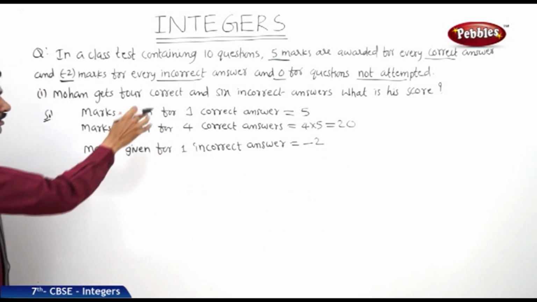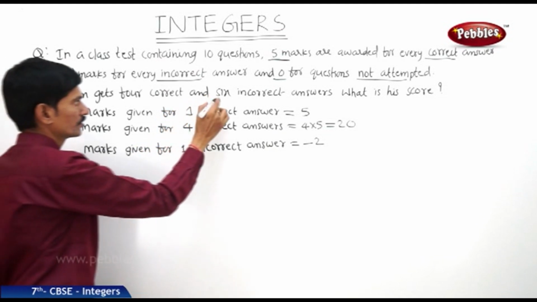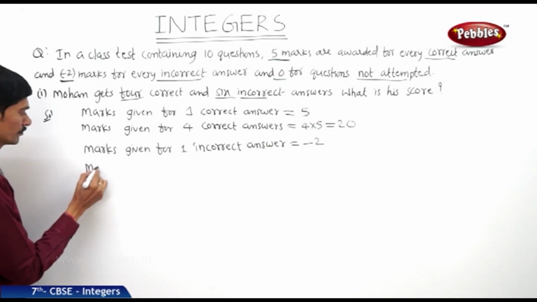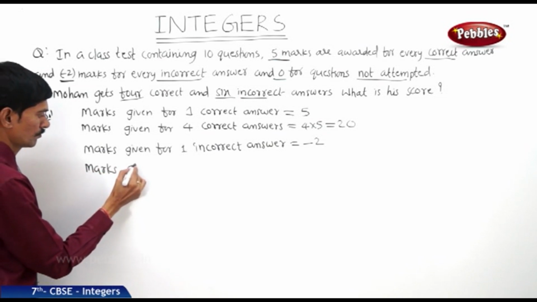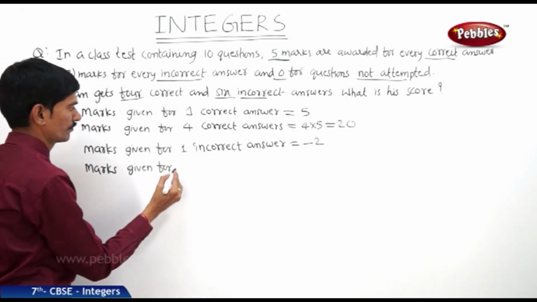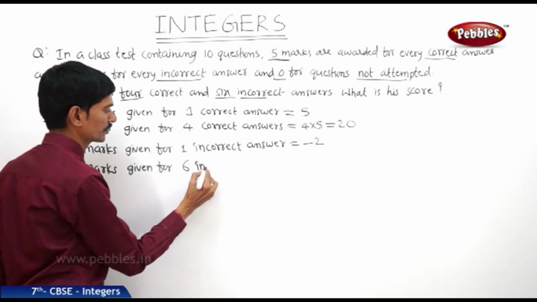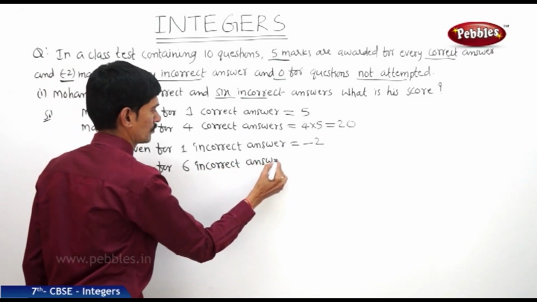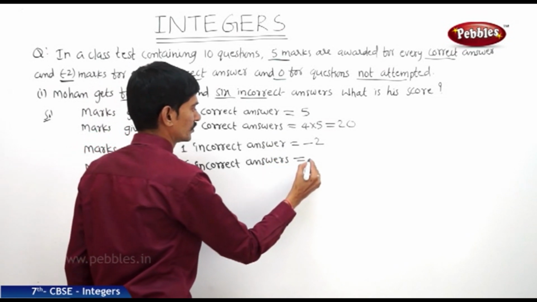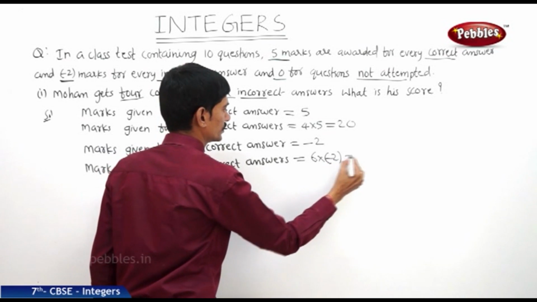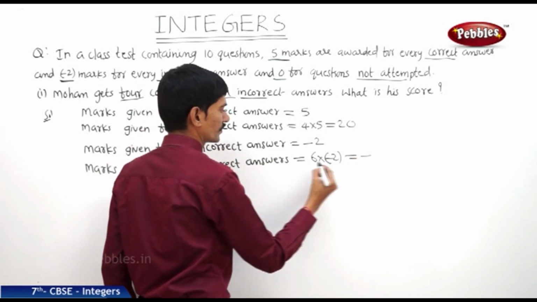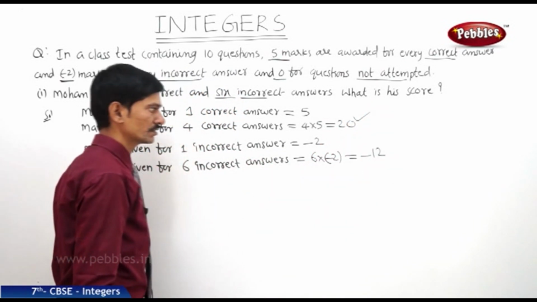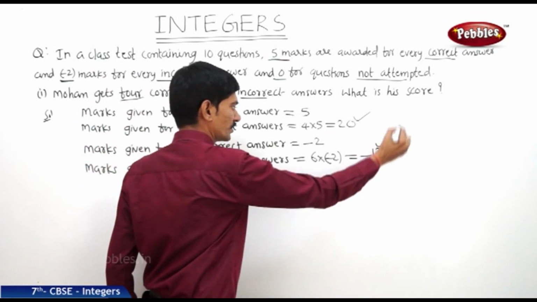Now how many incorrect answers did he write? So he wrote 6 incorrect answers and 4 correct answers. So marks given for 6 incorrect answers equals 6 into minus 2. So this equals plus into minus is minus, and 6 2s are 12. So he got 20 marks for 4 correct answers and minus 12 marks for 6 incorrect answers.